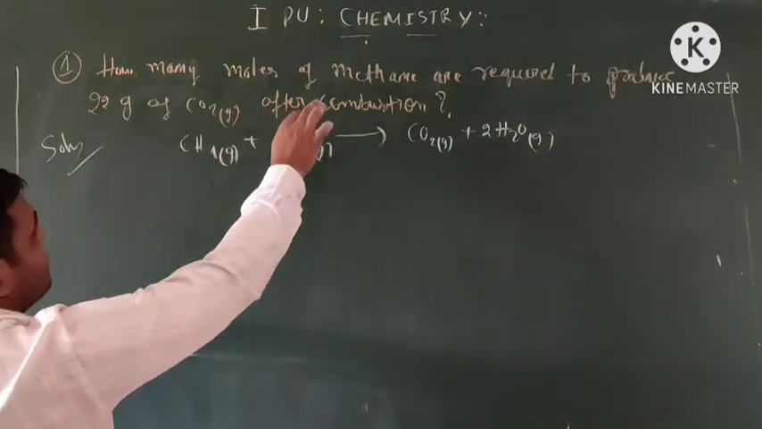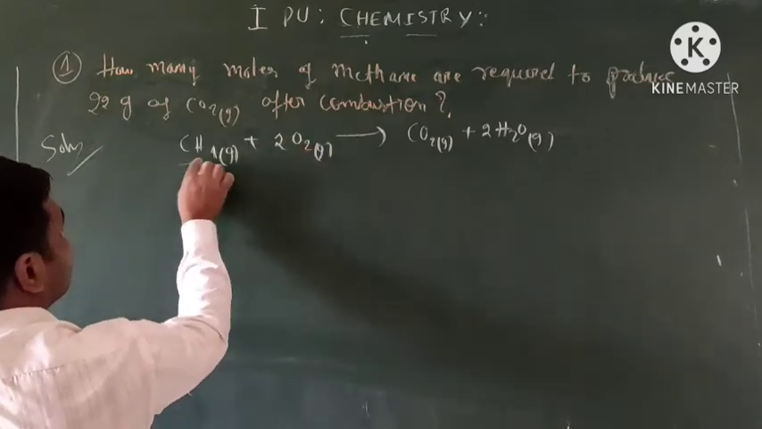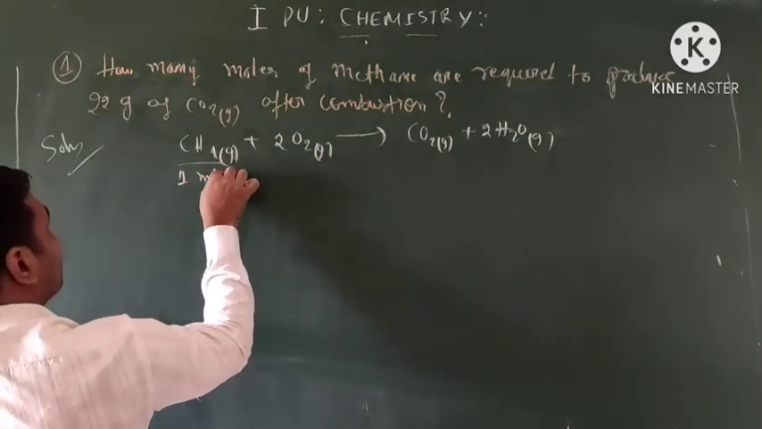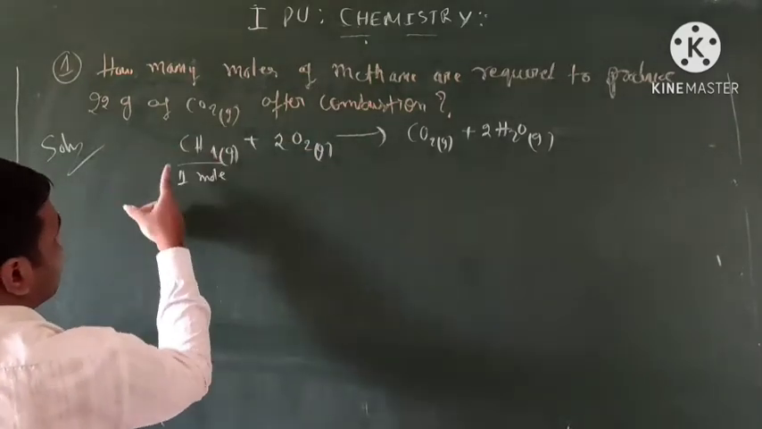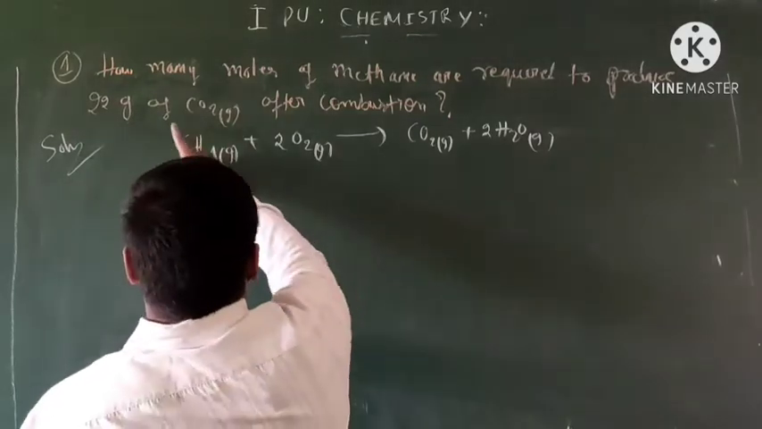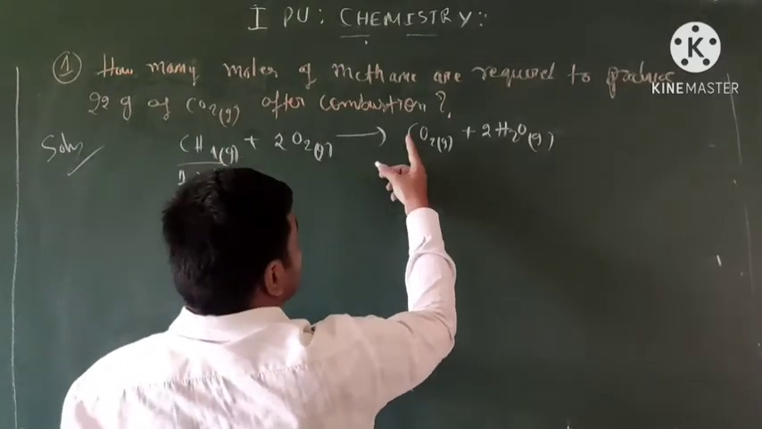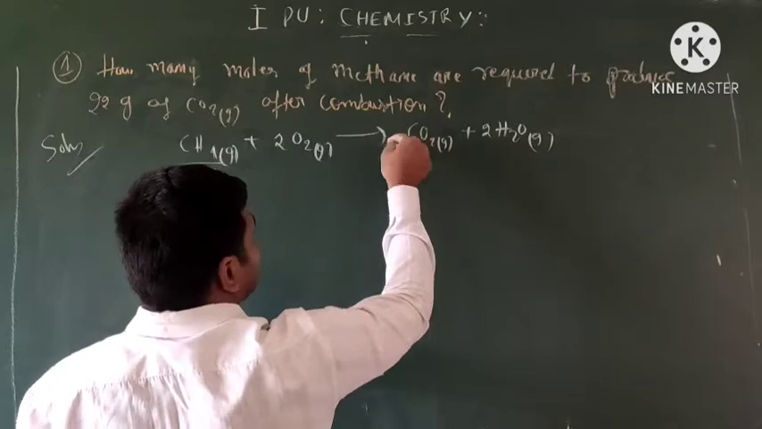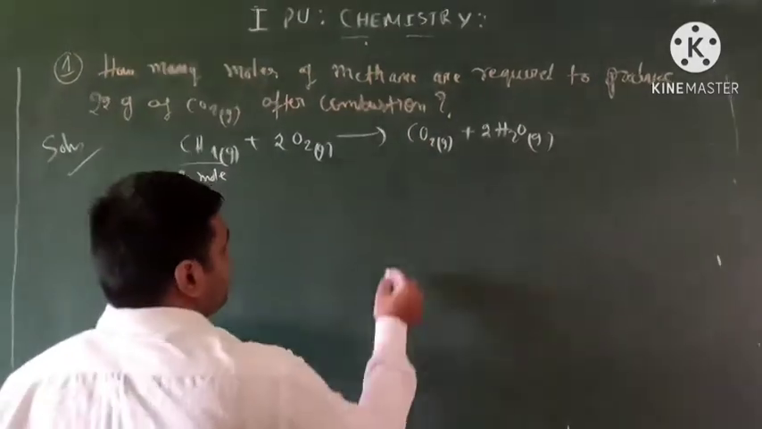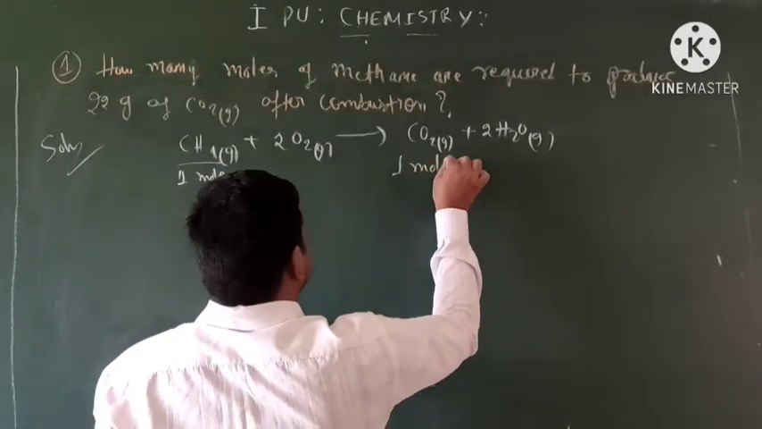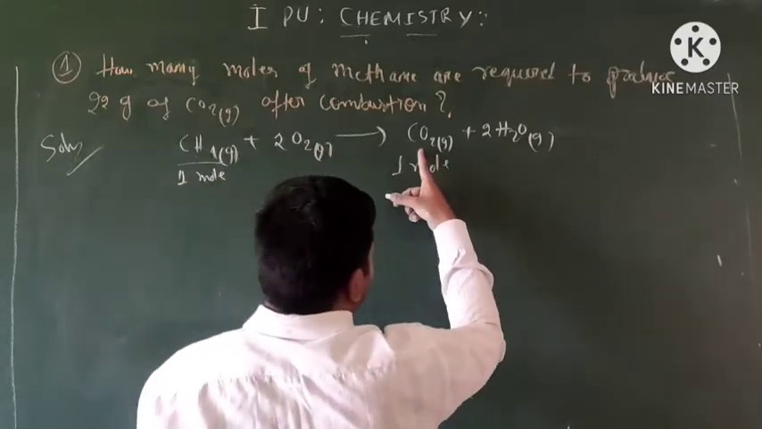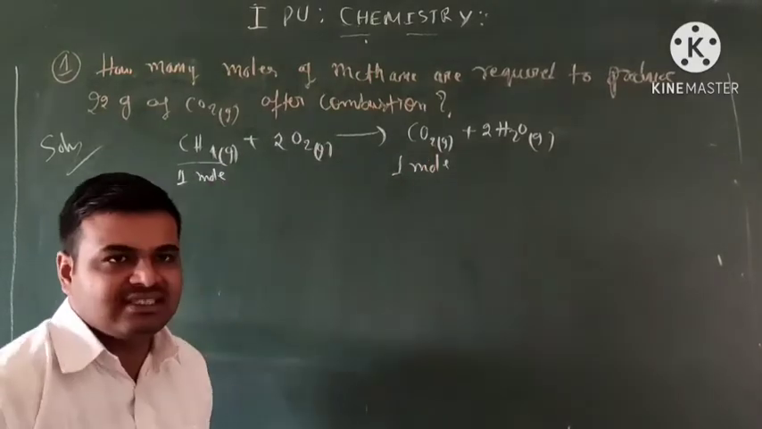So what do you know? Mole of methane: how much is present? Only 1 mole. Then carbon dioxide is also only 1. The coefficient is only 1, so this is 1 mole. 1 mole of methane gives 1 mole of carbon dioxide.